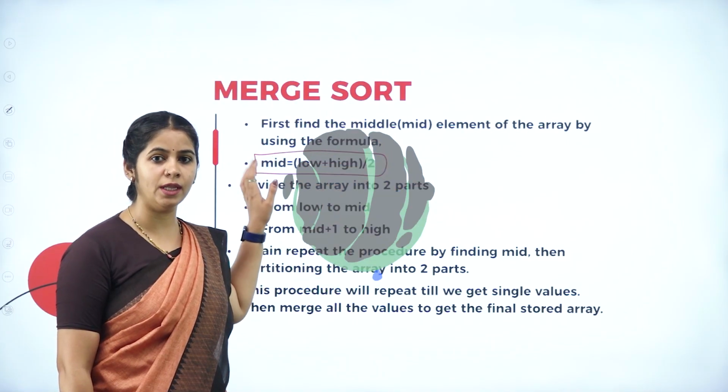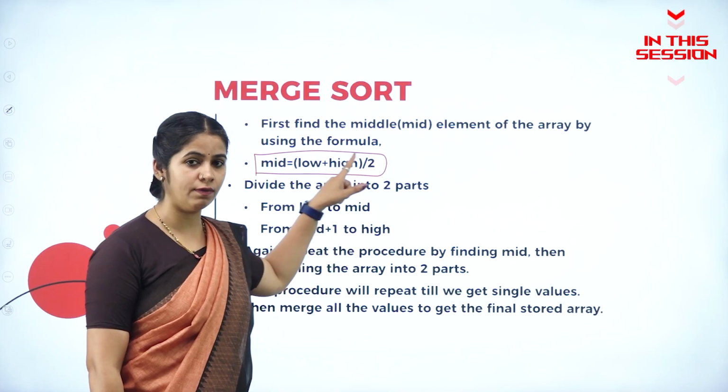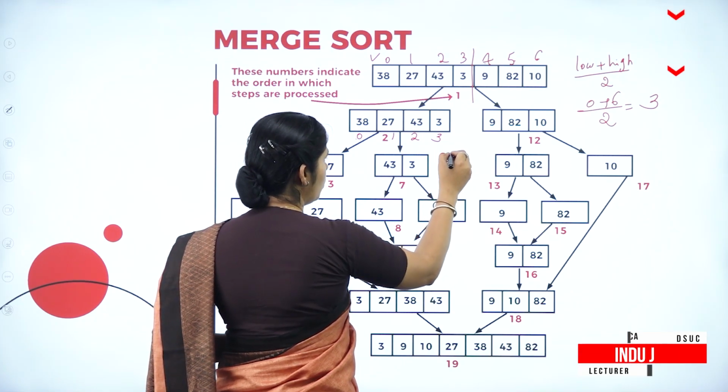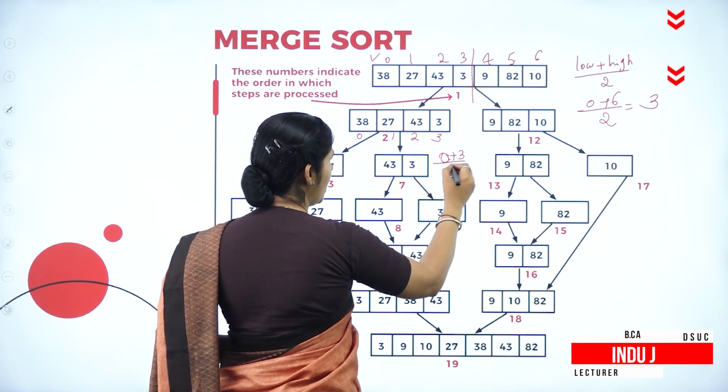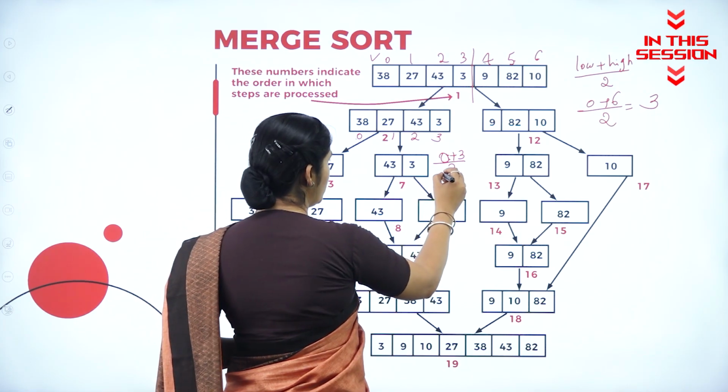How are we going to find the middle element of the array? Low plus high divided by 2 will give us the middle element of the array. What is the low value? 0 is the low value, plus 3 is the high value, divided by 2. What am I going to get? I am going to get the value as 1.